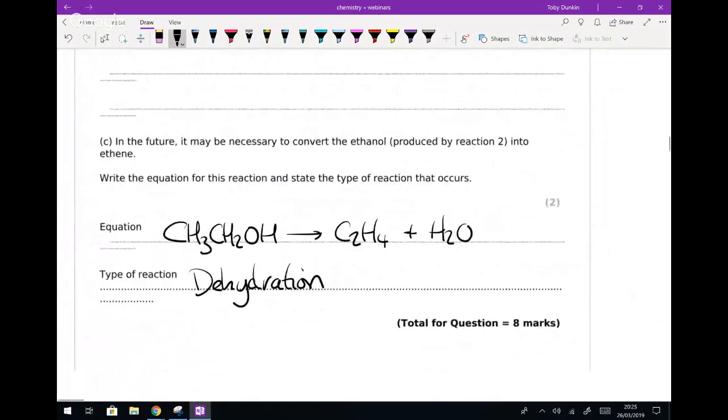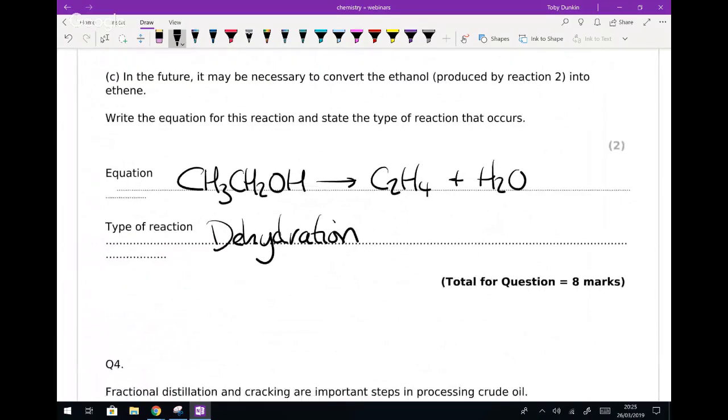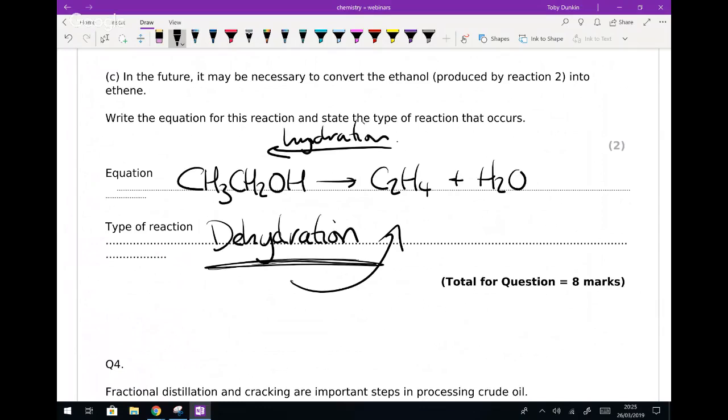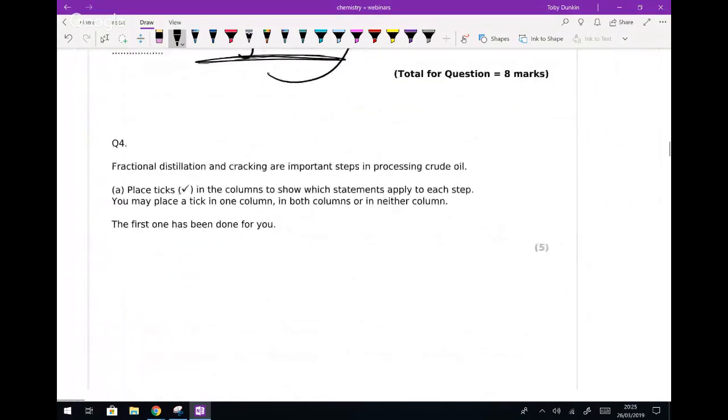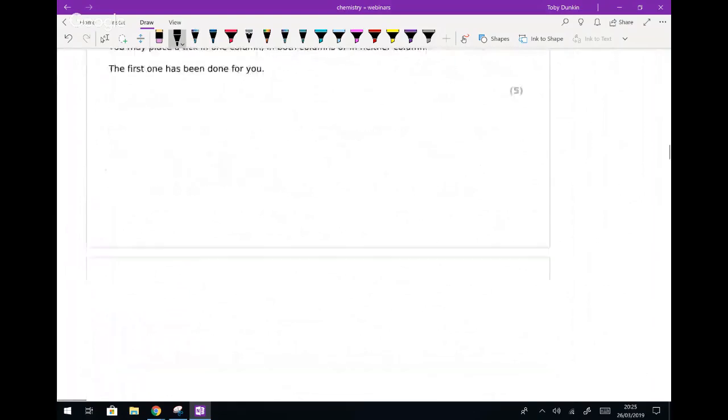In the future, it may be necessary to convert ethanol into ethene. Write the equation, there it is, folks. And give the name of the reaction. Dehydration. So it's nice now to mention that if that one is dehydration, then the other is hydration. It's nice to see that name being used. Adding water.